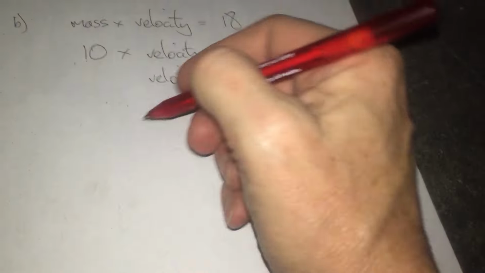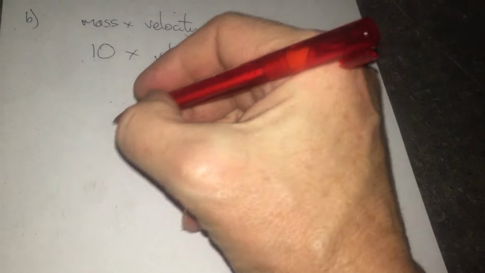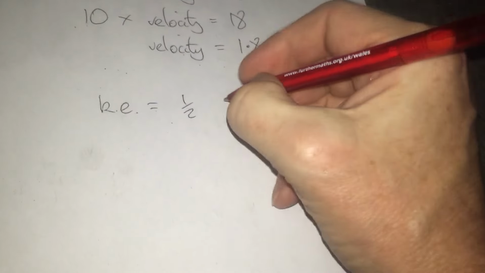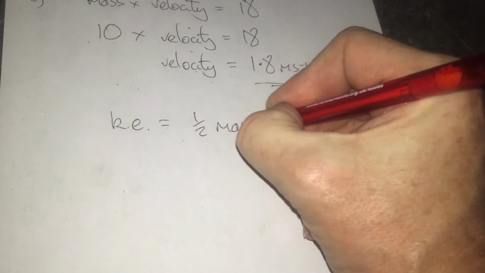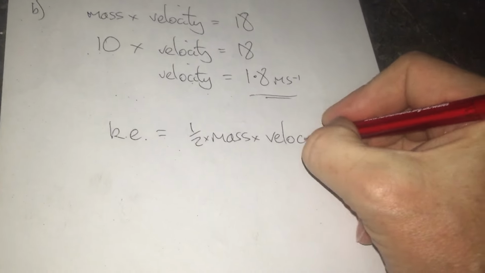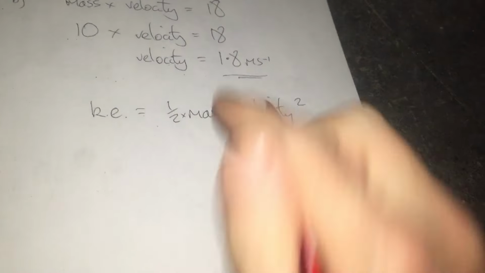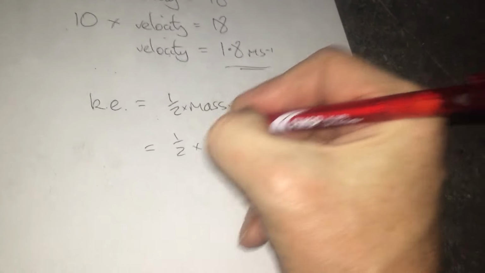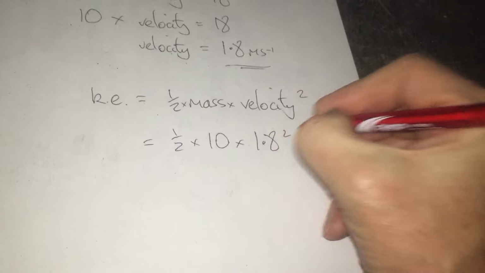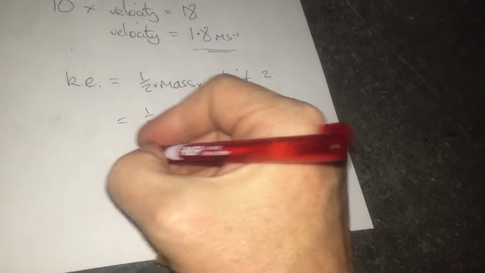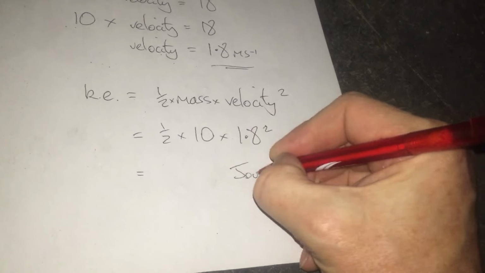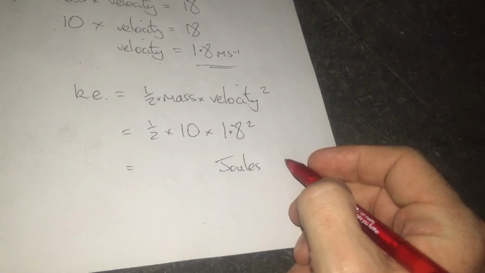Then we need to find the energy, the kinetic energy. Well, kinetic energy is equal to a half mass times velocity squared. So that's going to be a half times 10 times 1.8 squared. I'll let you do the final calculation. Don't forget that the units are going to be joules.